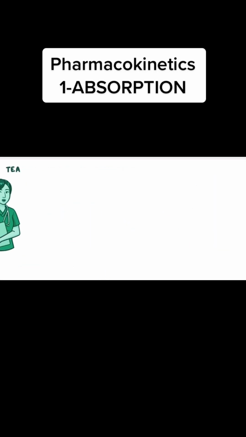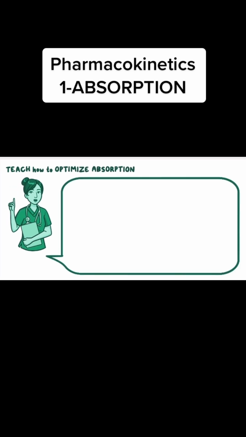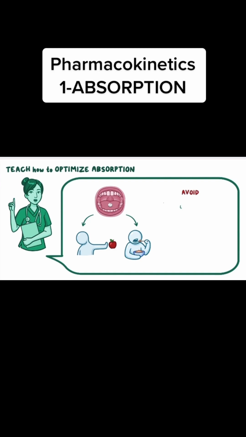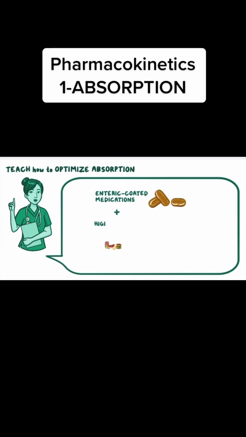Next, you'll need to teach your client about how to optimize the absorption of their prescribed medication. For clients taking oral medications, be sure to let them know if their medication should be taken on an empty stomach, without regard to food, or with food. If a medication can be taken with food, teach your client if there are any foods to avoid. For example, the absorption of tetracycline is reduced when taken with dairy products. For enteric-coated medications, teach your client that taking the medication with a high-fat meal can decrease how fast the medication is absorbed.